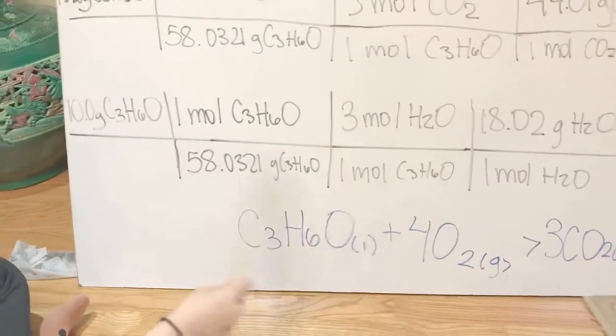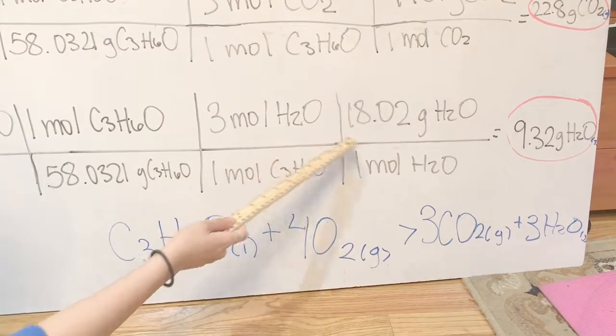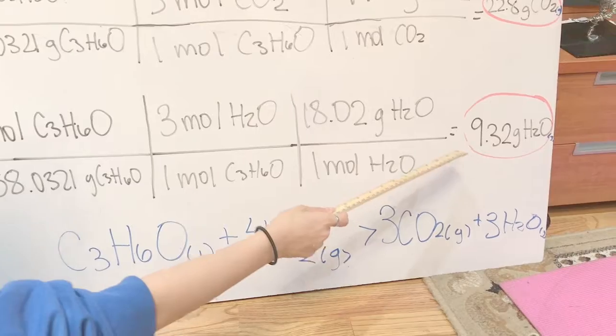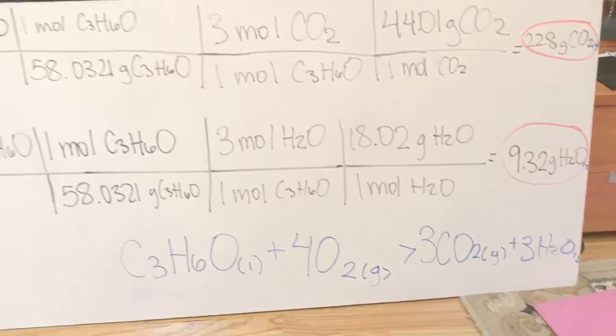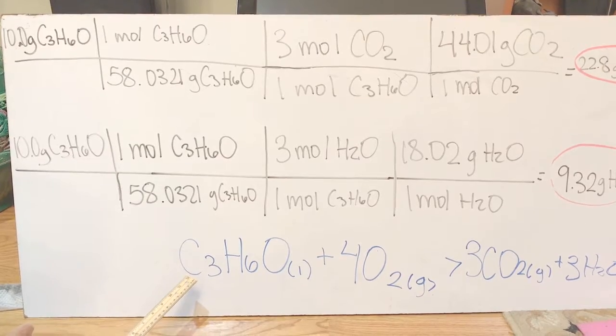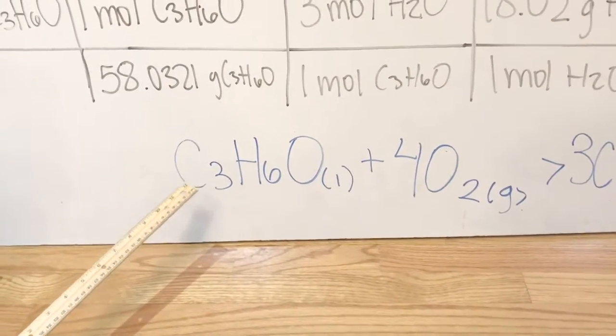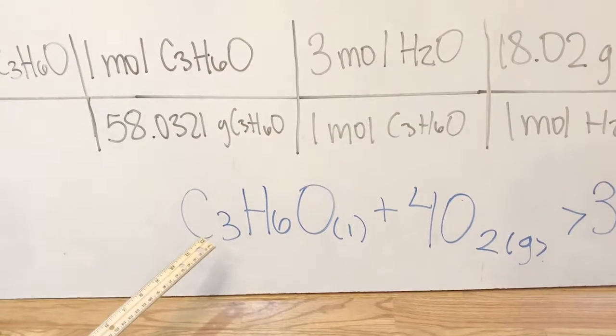Down here, everything will be the same, except we will be looking at H2O, so the answer will be 9.32 grams of H2O gas. And I also want to point out that oxygen is the excess reactant, since it is literally all around us. The acetone is the limiting reactant because it will eventually evaporate and disappear into the atmosphere.